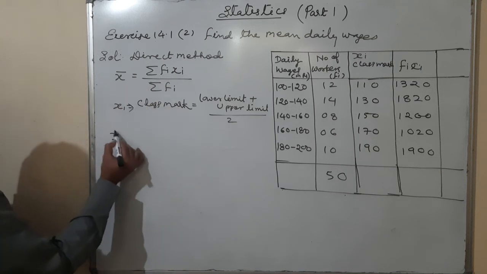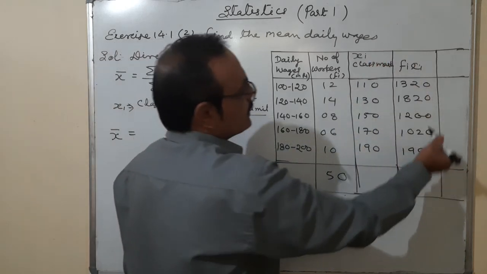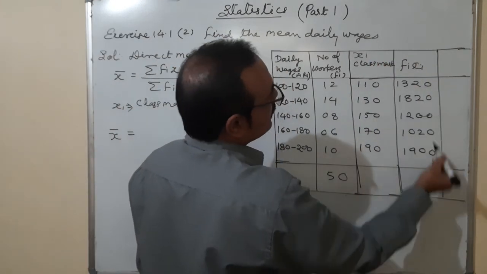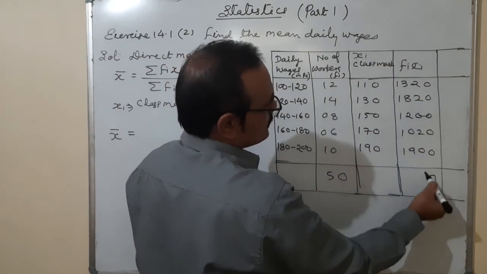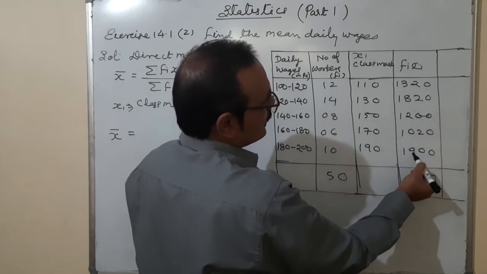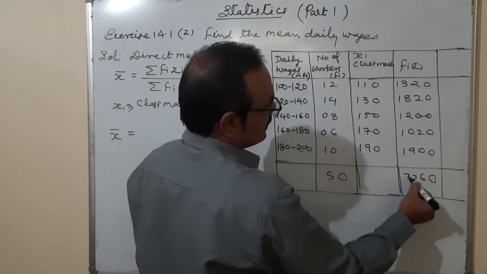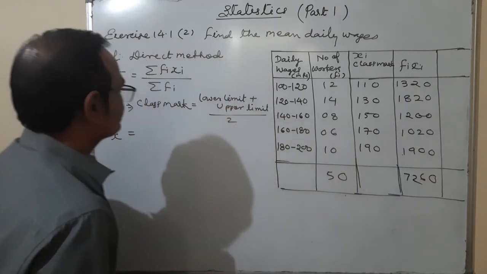So x bar is equal to summation fi xi. This column is to be added. How to add this? Unit place, it is 0. Tens place 2, 4, 6. Third place 3, 8, 11. 11 to 13. 13, 9, 22, 2, 3, 4, 5, 6, 7. 7,260.